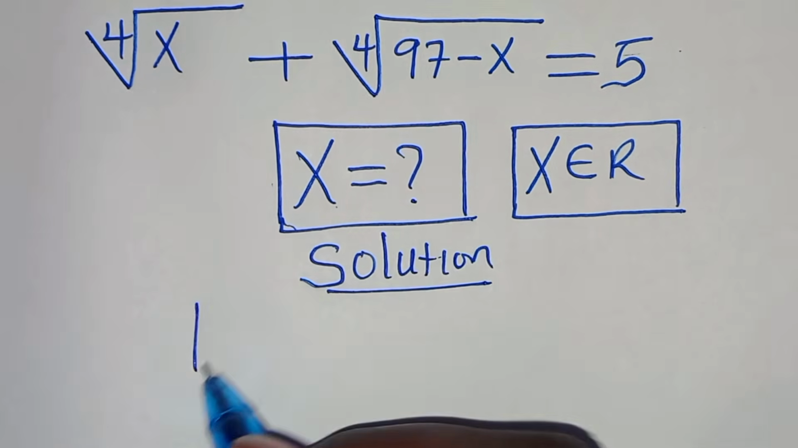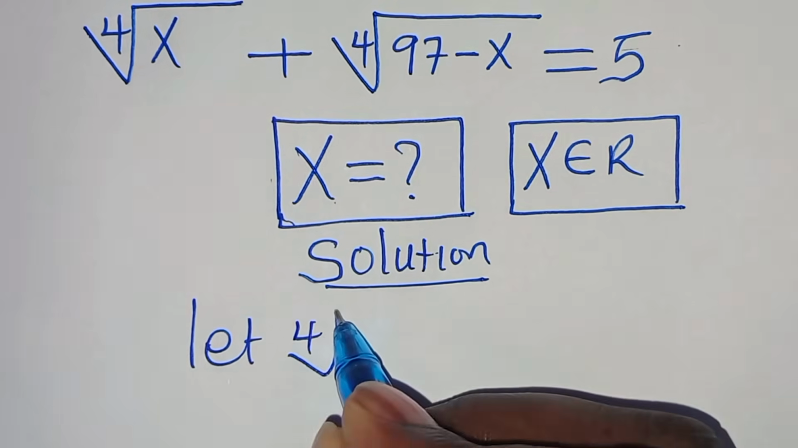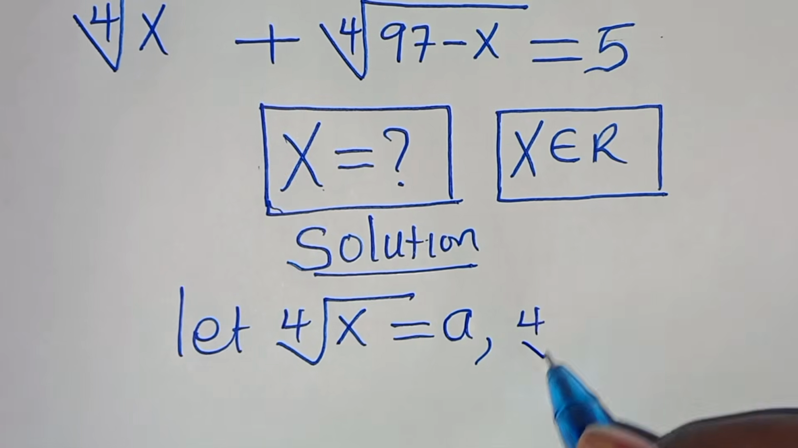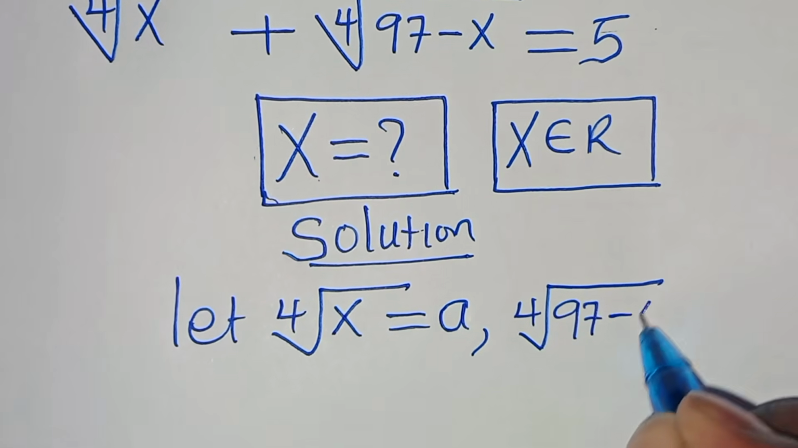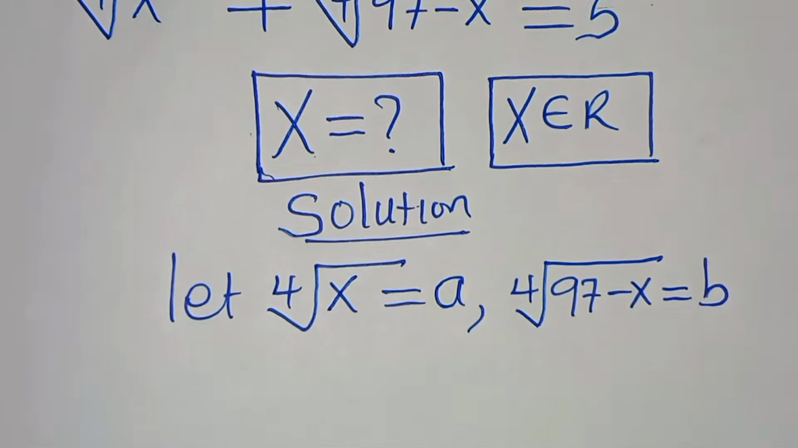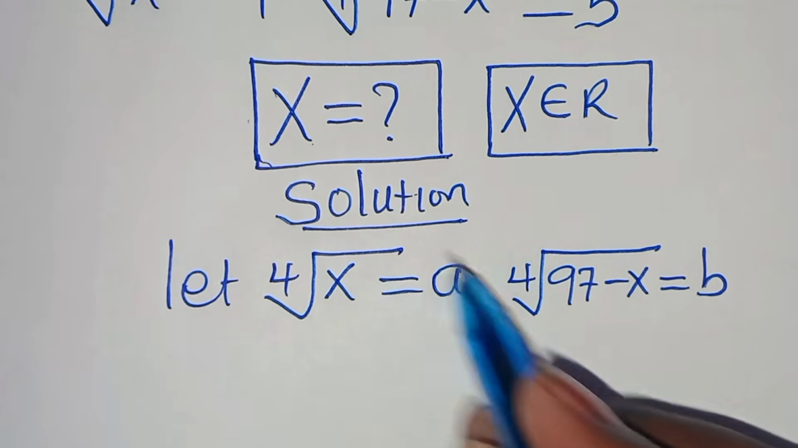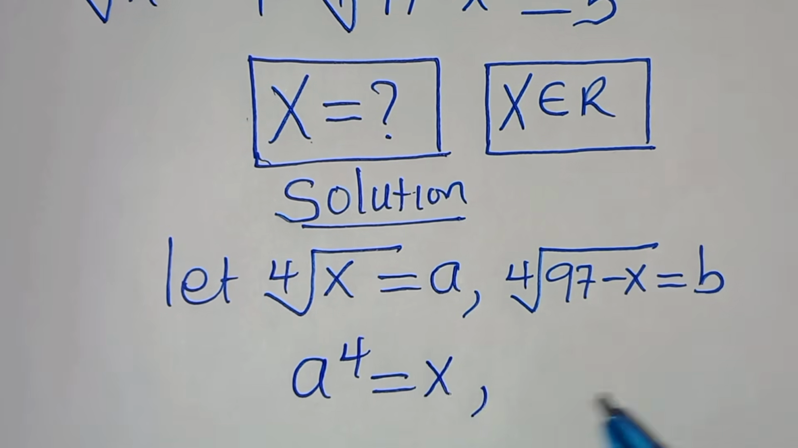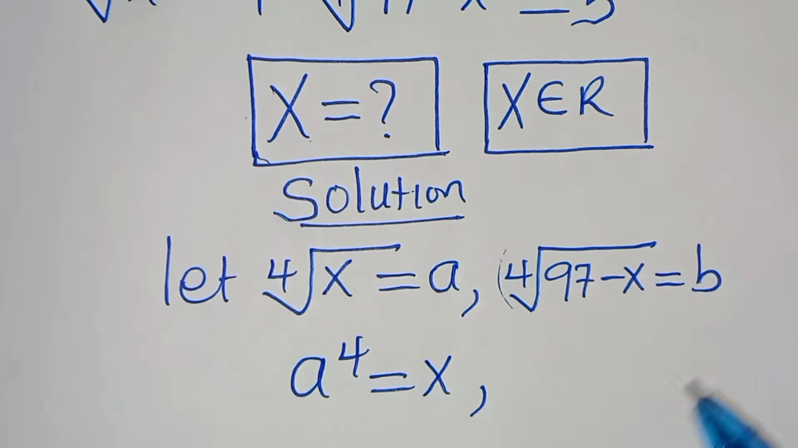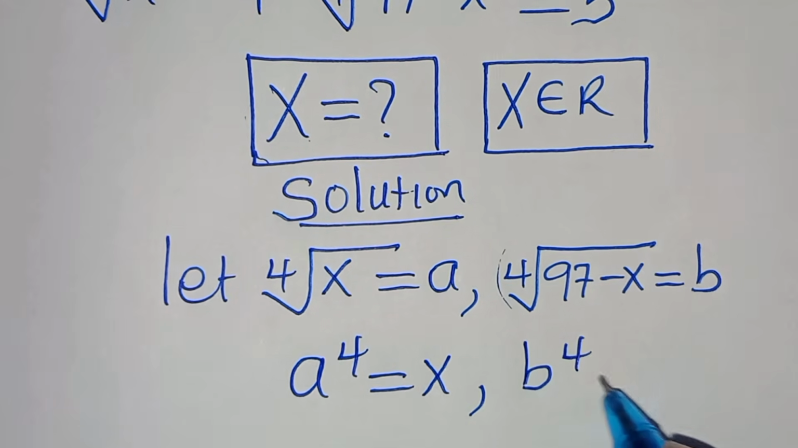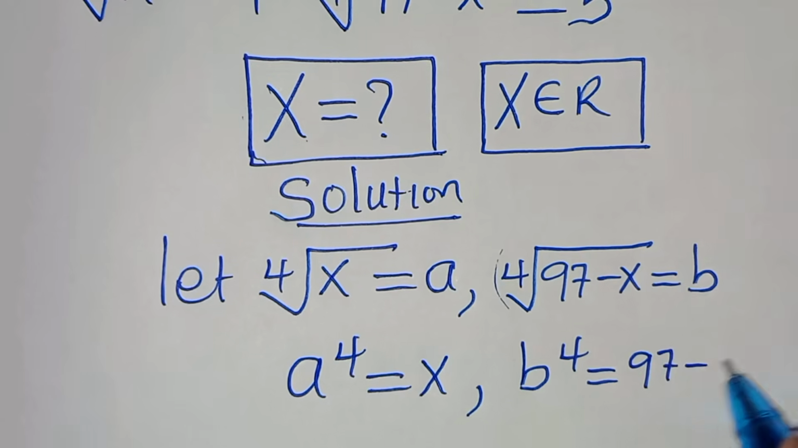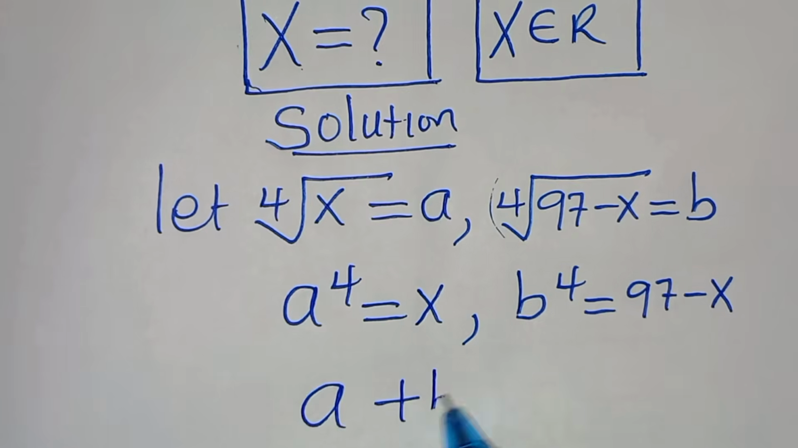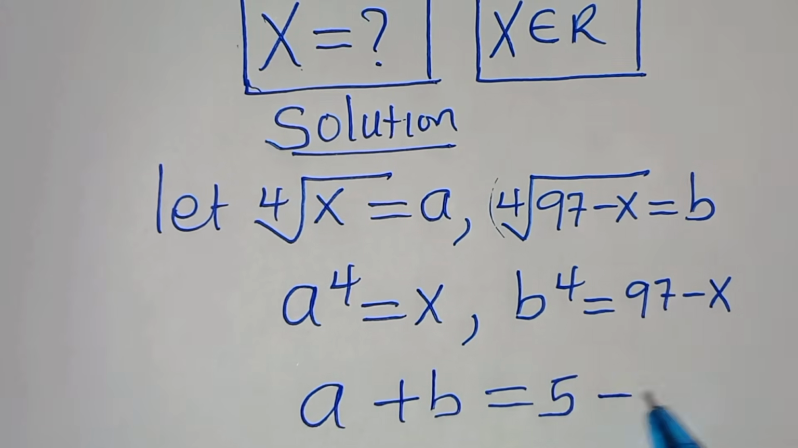Now we can let the fourth root of x be equal to a, and we can let the fourth root of 97 minus x be equal to b. If we raise to the power of 4 on both sides, a to the power of 4 is equal to x, and b to the power of 4 is equal to 97 minus x. So we have a plus b equal to 5. Let's call this equation 1.